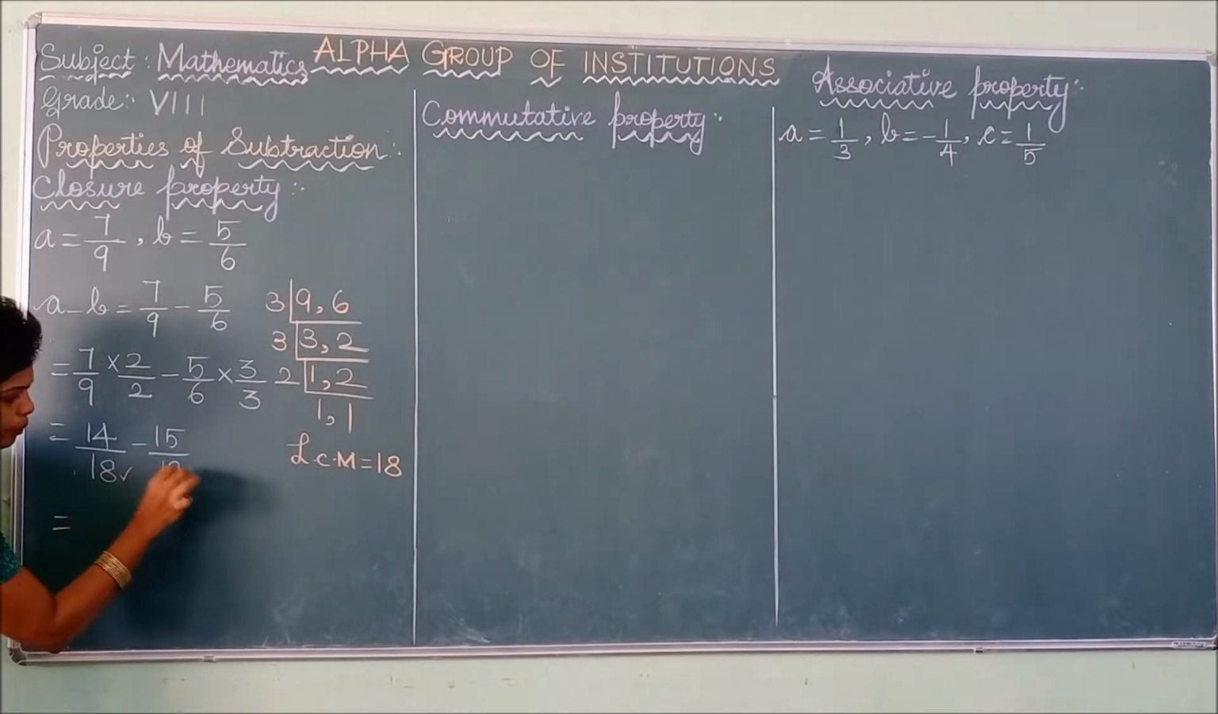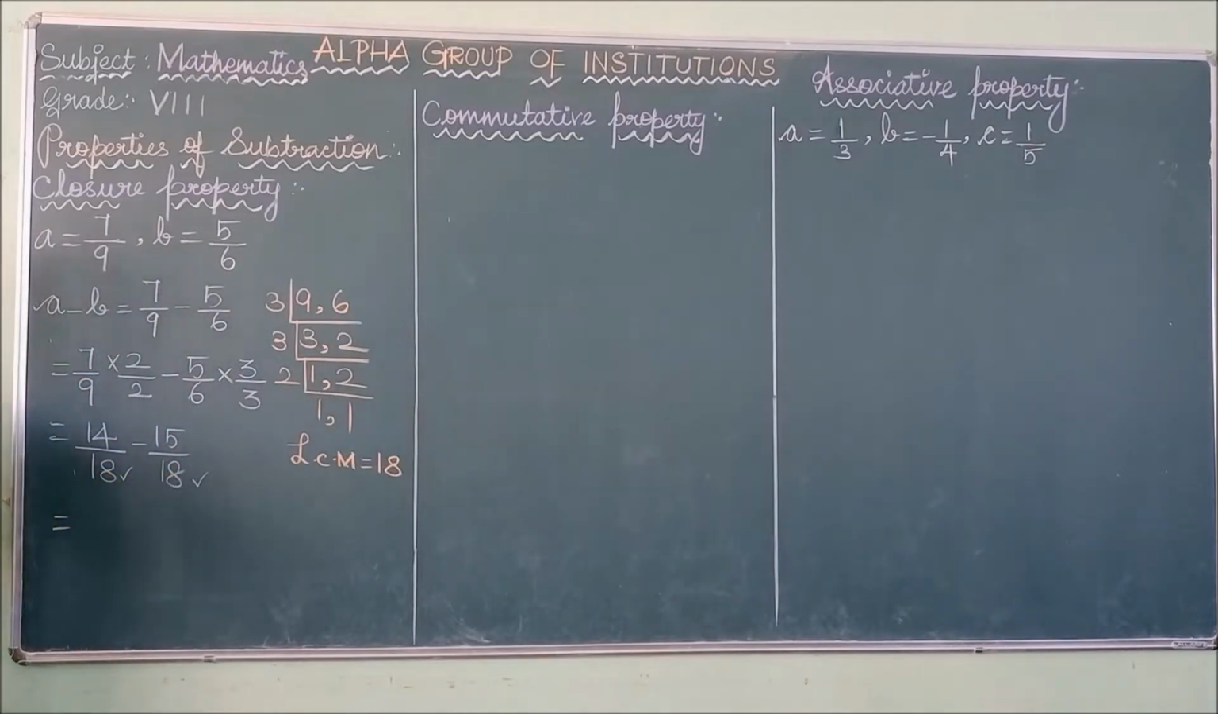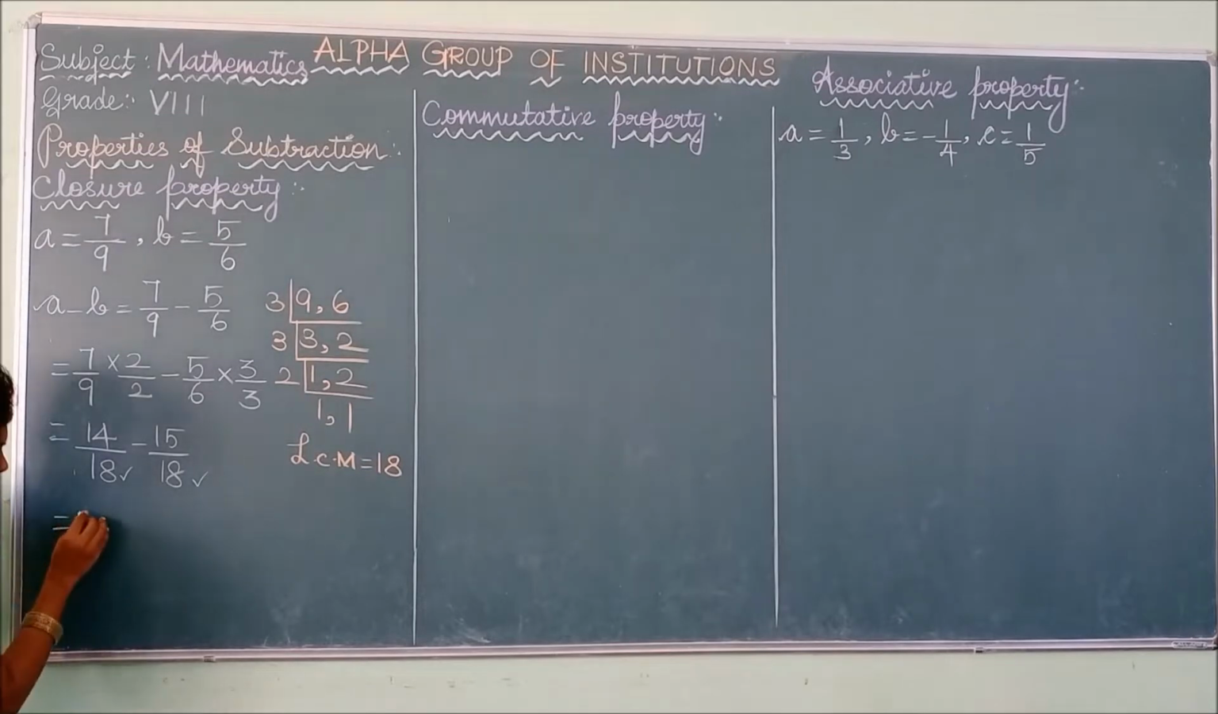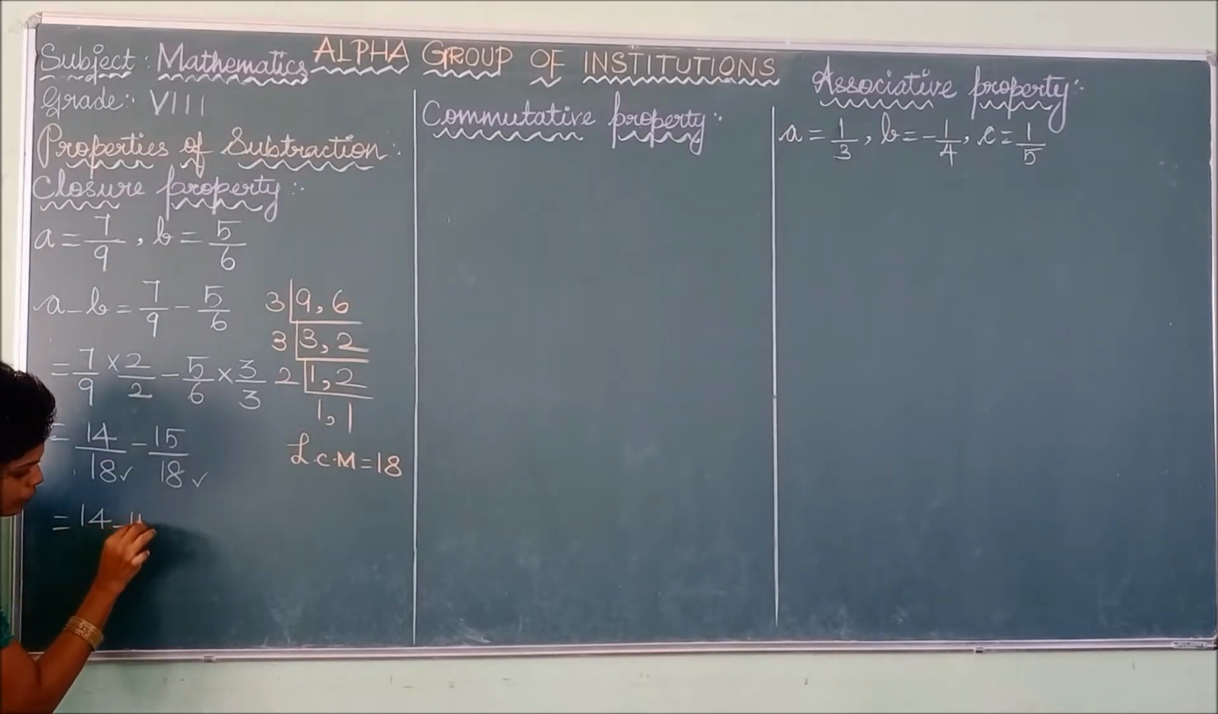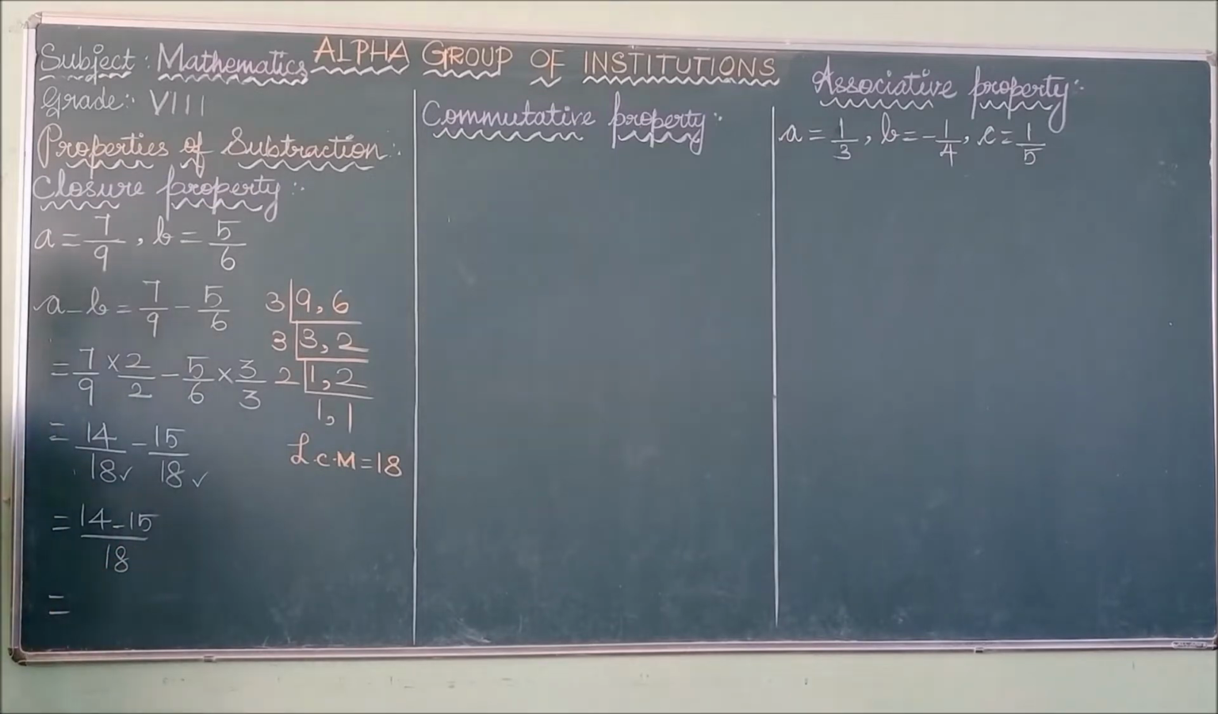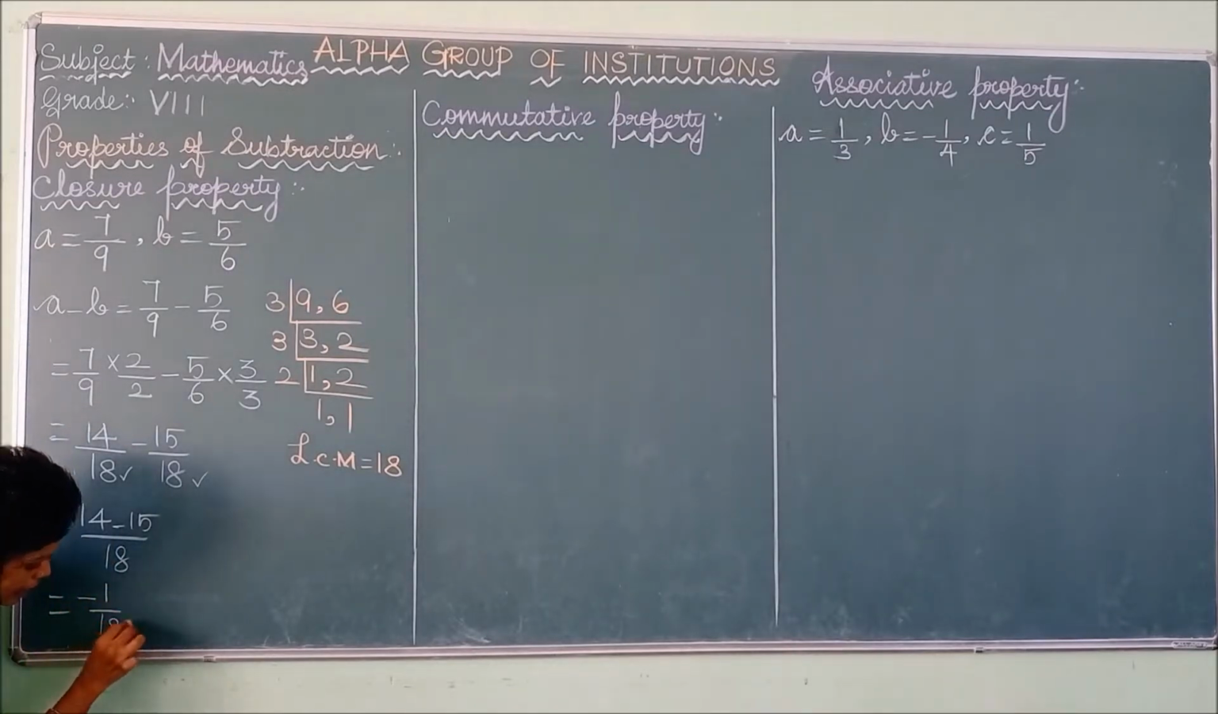So now check, both the denominators are the same, so we can subtract the numerators. So 14 minus 15 divided by 18. So what is our answer? Look at the numbers, both are in different signs. So you have to subtract and put the sign of the biggest number. Here the biggest number is minus 15. So you can put minus 1 by 18.